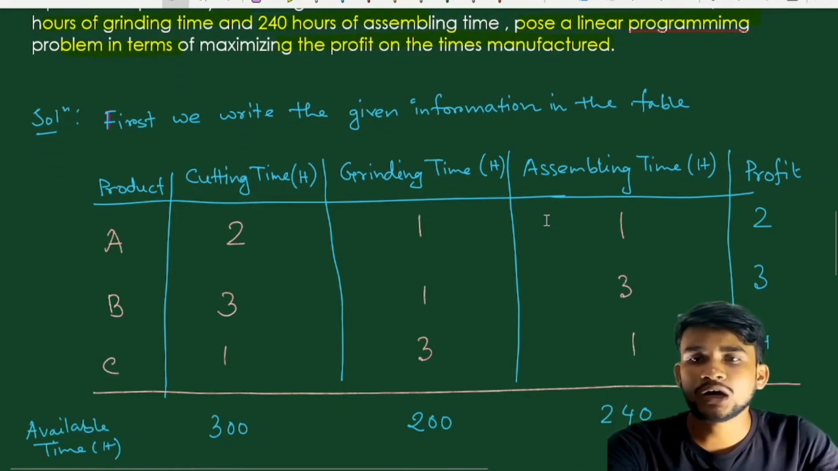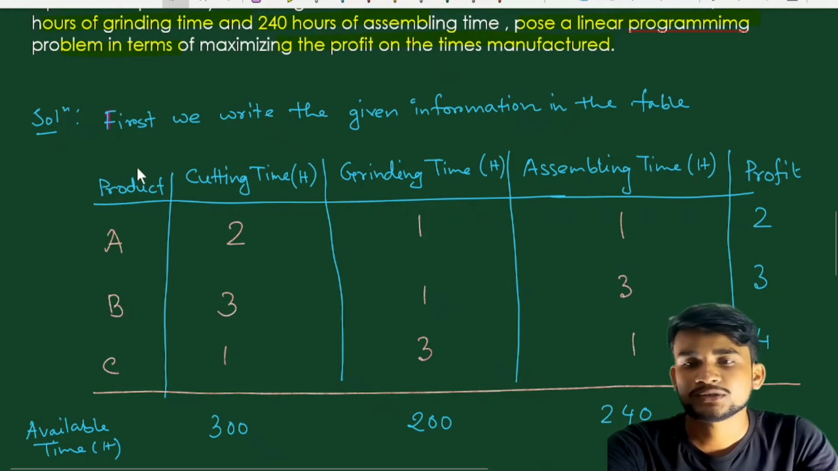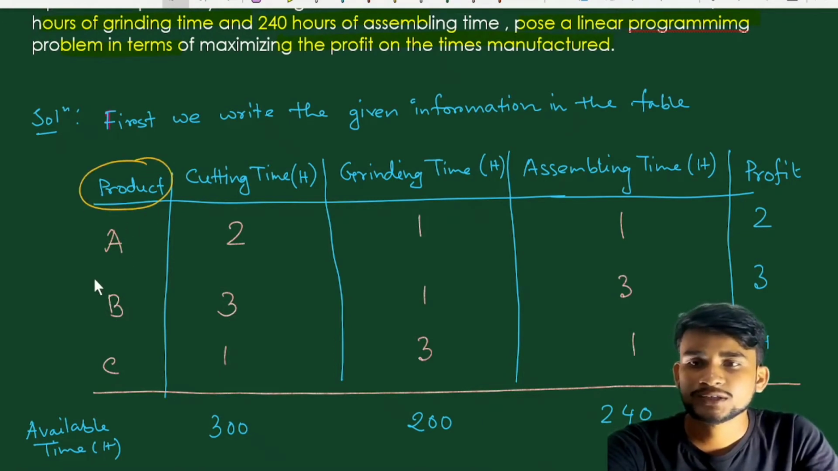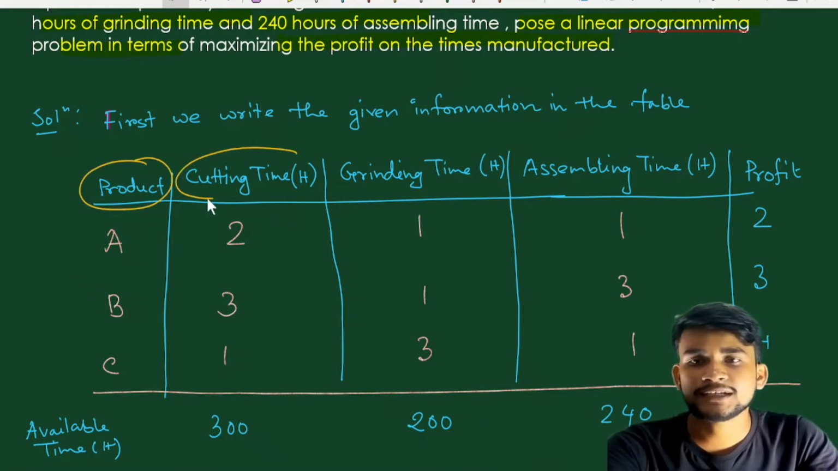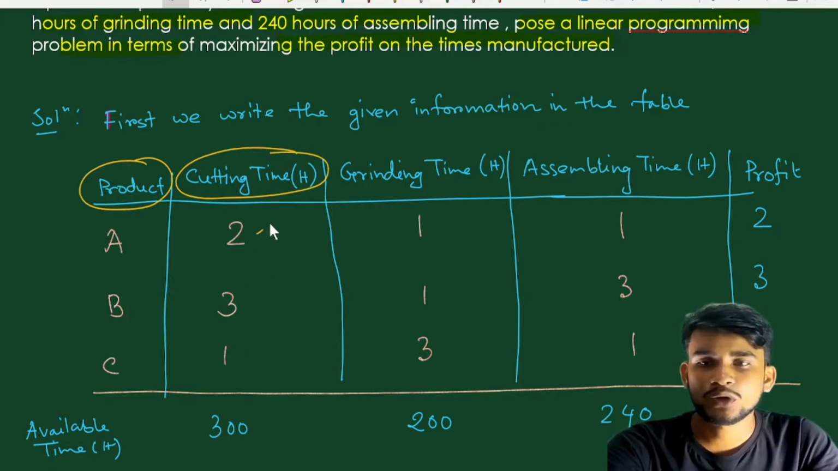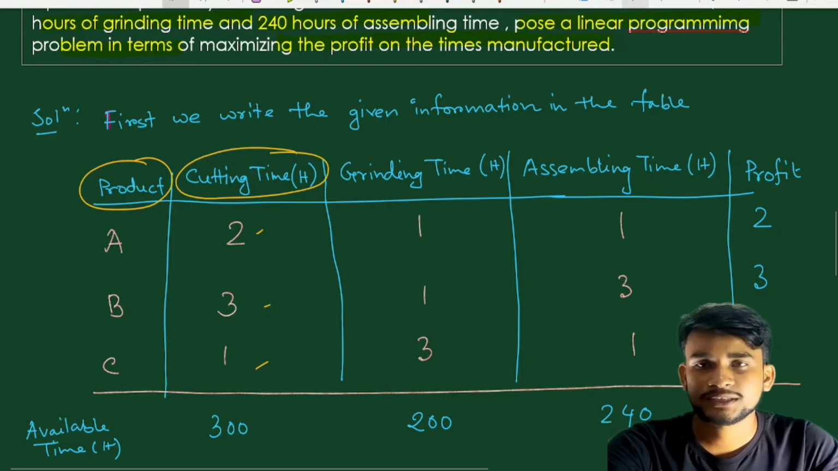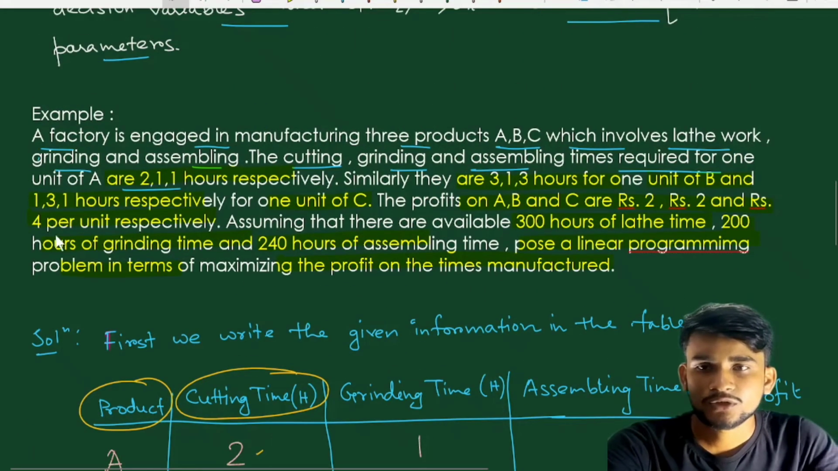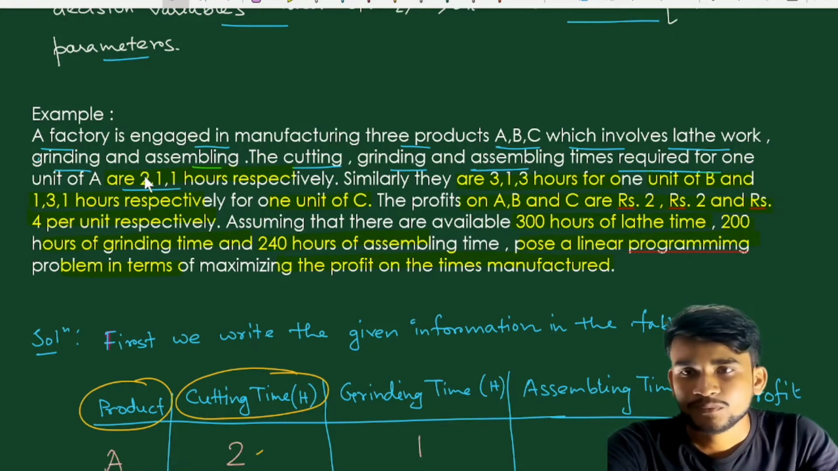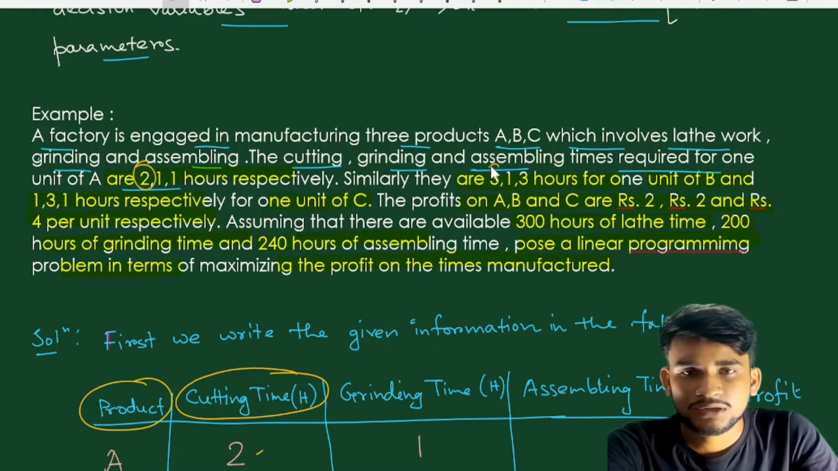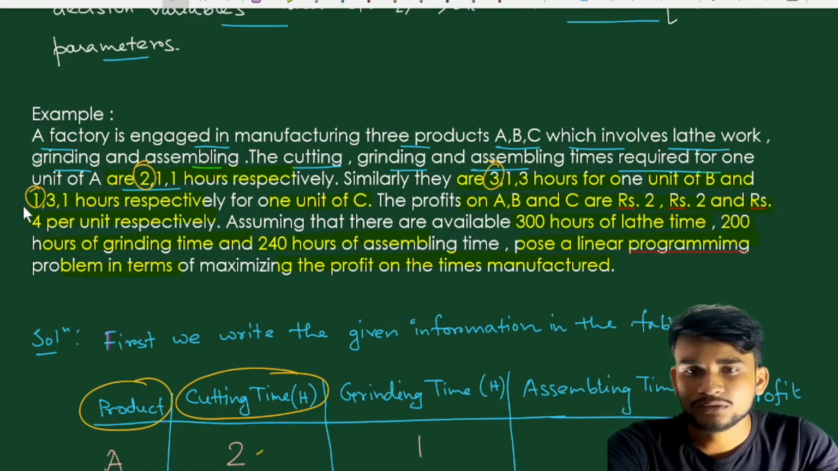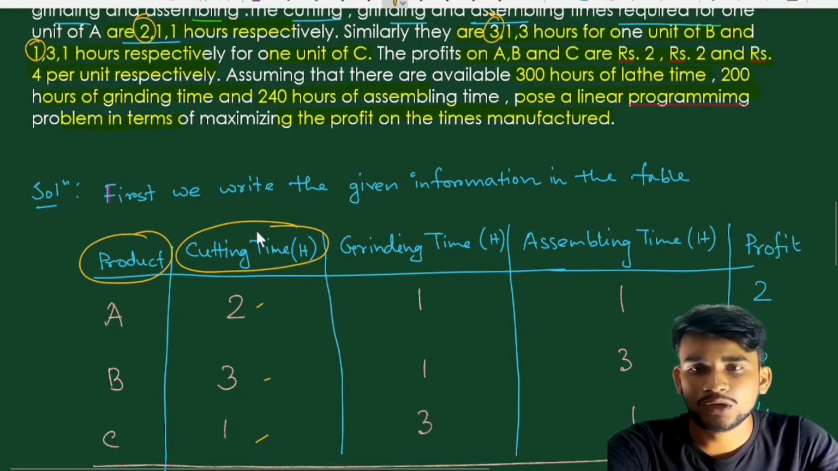Okay, so first we write the given information. There are three products A, B and C. The cutting times given for A, B and C are 2 hours, 3 hours and 1 hour.